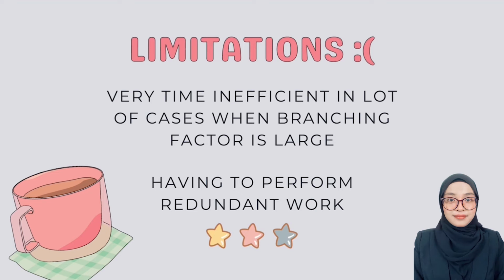It is very time inefficient in a lot of cases where the branching factor is large. As we can see before, when we go back to the very first step, we are actually creating another branch, and therefore it is very time inefficient because we take a lot of time in solving the n queens problem. We also have to perform redundant work. This means that when we go back to the very first step, we have to repeat each step. Let's say in the n queens problem we find another dead end, so we have to go back to inserting Q1, and then we have to repeat it over and over again, and that is what is meant by redundant work.